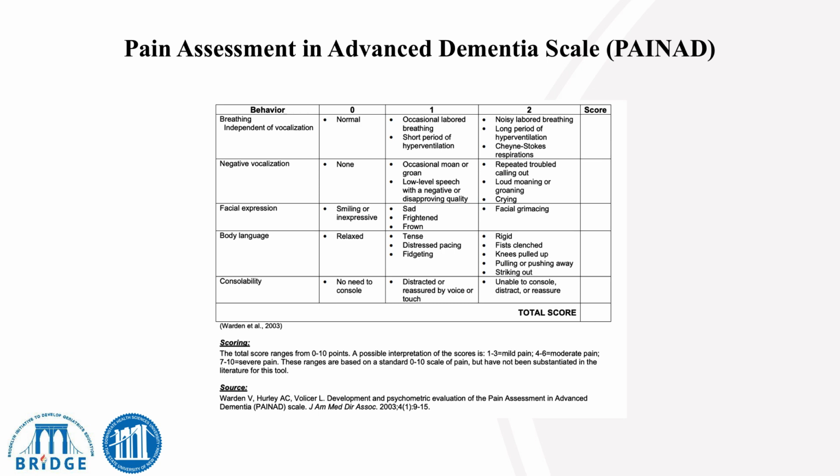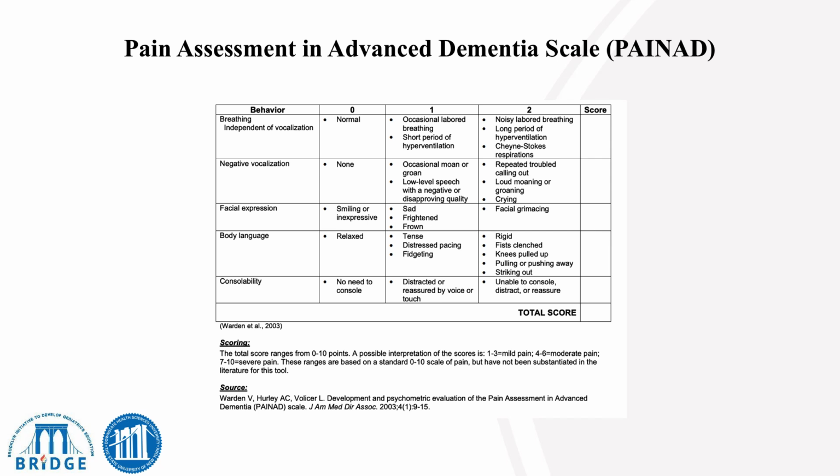This can be used in the patient who have, again, dementia and they're unable to appropriately let the provider know how much pain they are in. Scoring is a total score ranges from 0 to 10 points. A possible interpretation of the score is 1 to 3 will be mild pain, 4 to 6 moderate pain, and 7 to 10 severe pain. These ranges are based on the standard of 0 to 10 scales of pain but have not been sustained in the literature for this tool.